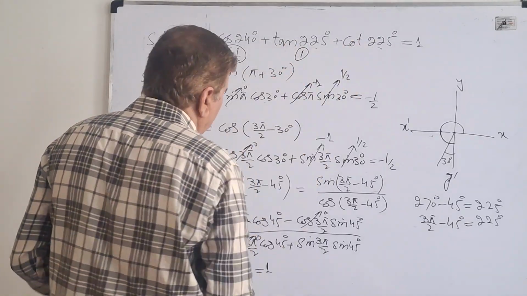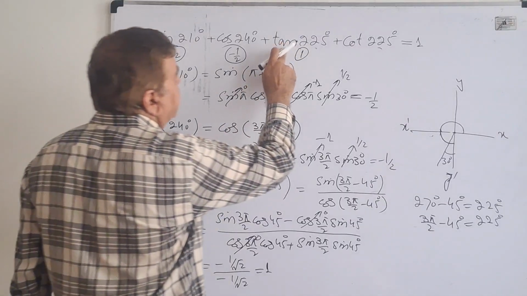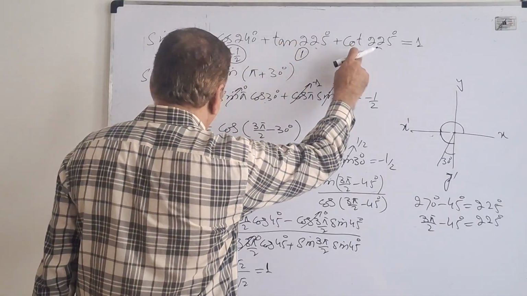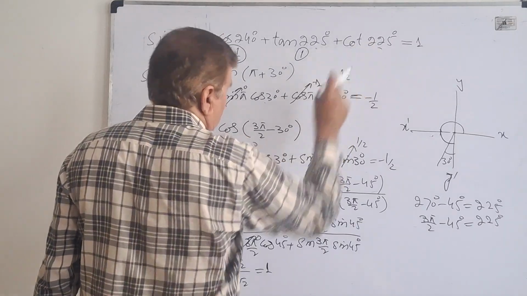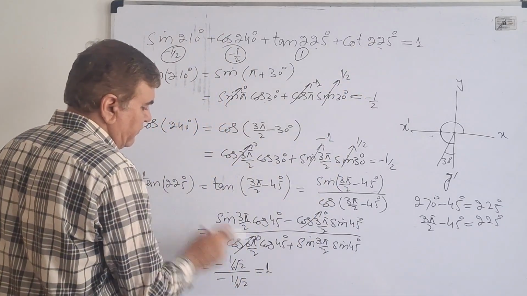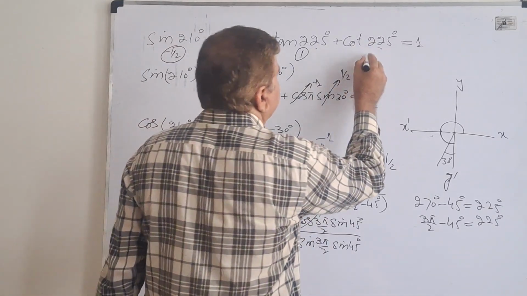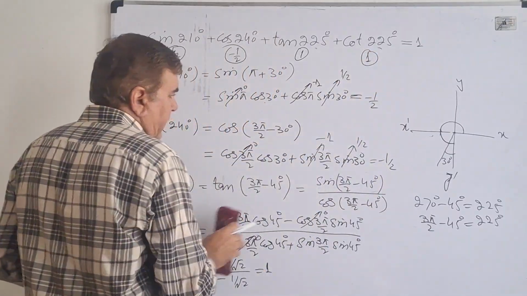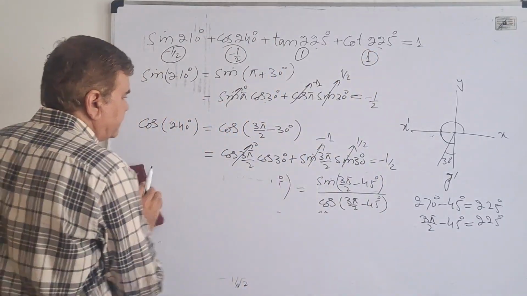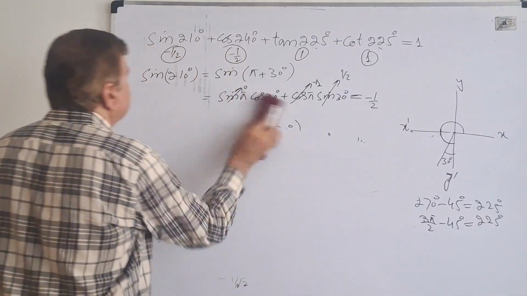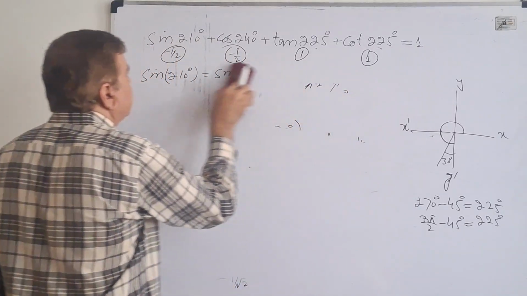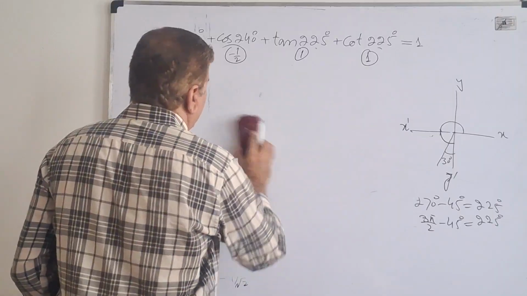And cotangent 225 is the inverse of tangent 225. The inverse of tangent 225, which is 1, is again 1. So this term is 1. Now I erase these things, I don't need them, and I just put the numerical values.